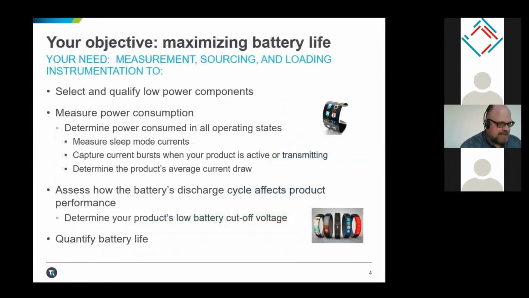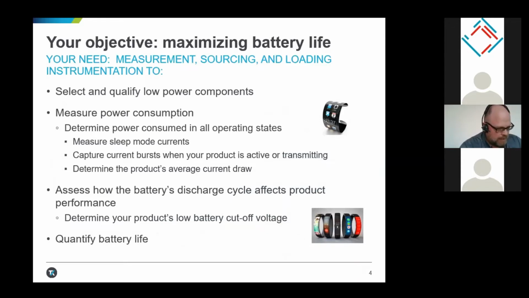So let's get to the challenge. You've got to squeeze your product's power consumption as low as you can get it so you can maximize battery life. That means you need test tools to perform a number of functions. That includes qualifying critical low power components. Once you've chosen your components and assembled your design, you need to be able to measure the power consumed in all the operating states of your device. That includes the low power sleep mode, standby modes, and the short pulsatile RF transmission modes.